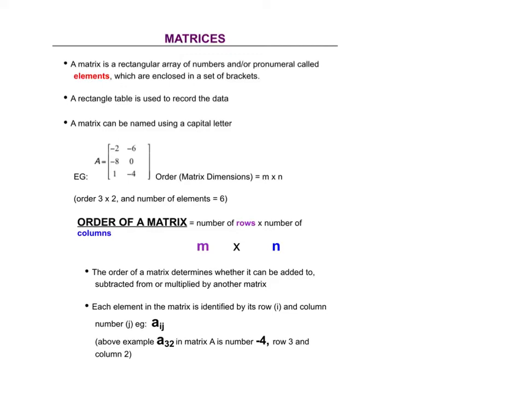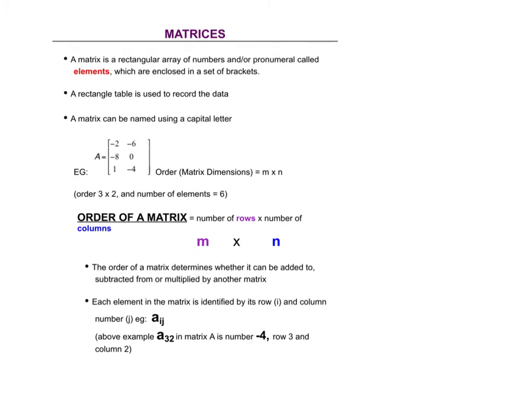Okay, so we're starting our unit on matrices. So what is a matrix? A matrix is rectangular, so what we mean by that is we have a rectangle shape like this, with these square brackets, and they contain either numbers or pronumerals, so they could have numbers or letters, and they're enclosed in these square brackets.